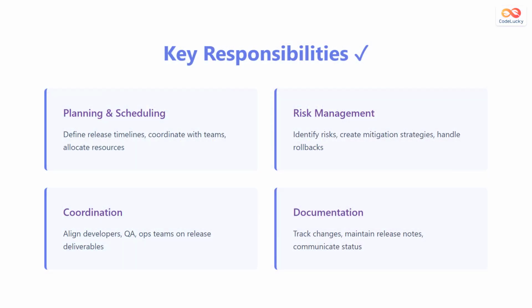Release managers have four primary responsibilities. First is planning and scheduling, where they define release timelines, coordinate with teams, and allocate resources. Second is risk management, where they identify potential issues, create strategies to prevent problems, and handle rollbacks if something goes wrong. Third is coordination, bringing together developers, quality assurance teams, and operations to align on what needs to be released. Finally, documentation involves tracking all changes, maintaining detailed release notes, and communicating status updates to stakeholders.